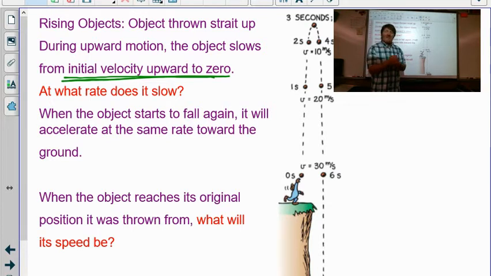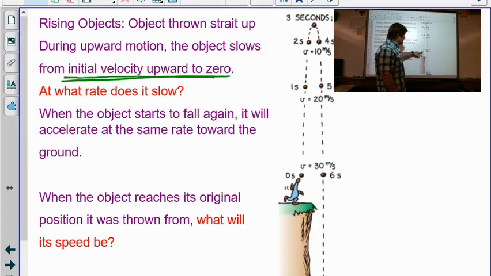1 second, because it will slow down at 10 meters per second per second. So if I throw it up at exactly 10 meters per second, it will stop in 1 second. If I throw it up at 50 meters per second, it will stop in 5 seconds.